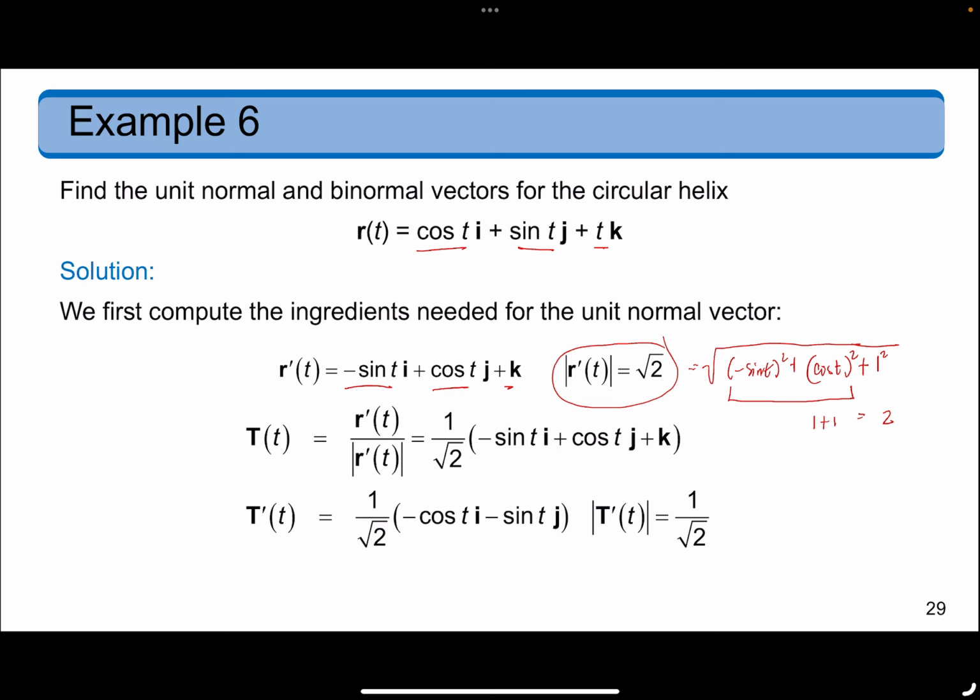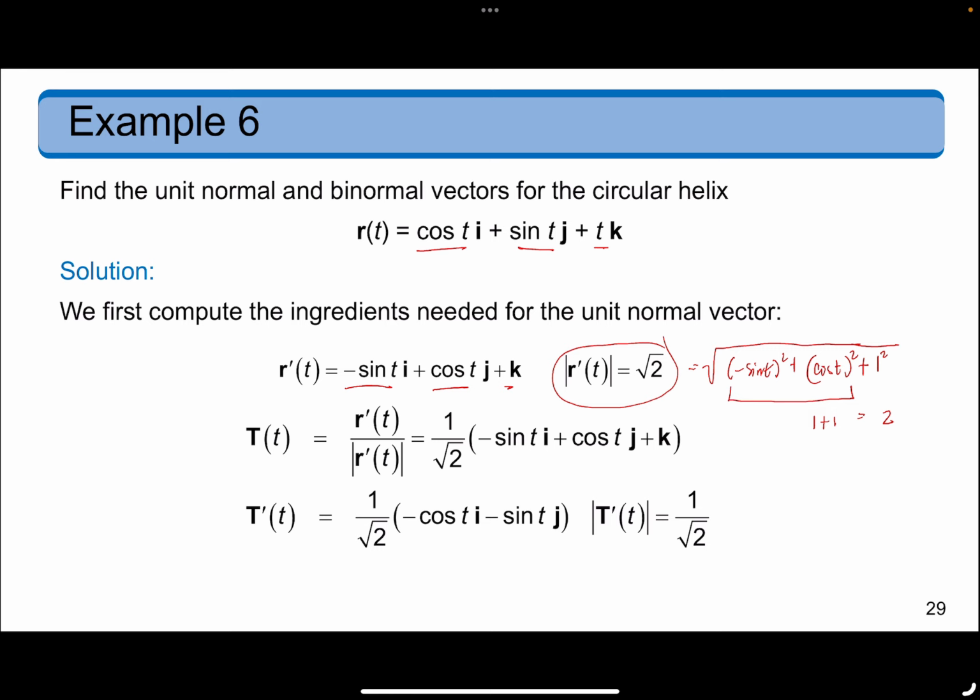So its magnitude is square root of 2, and the unit tangent would be r prime of t over the given r prime of t, which is negative sine t i plus cosine t j plus k. And then we divide it by its magnitude, square root of 2. So that is the unit tangent.